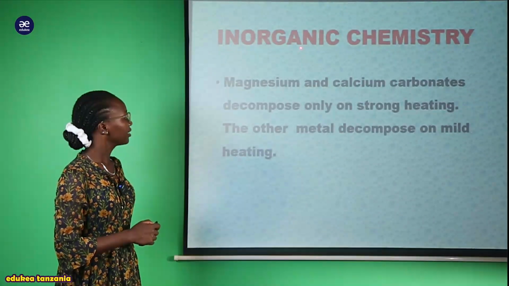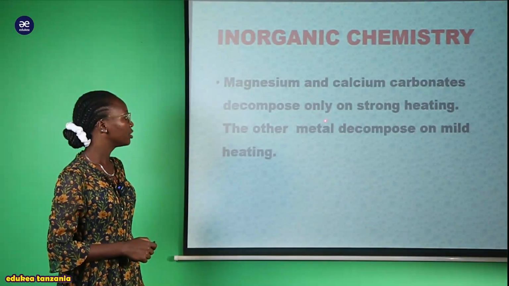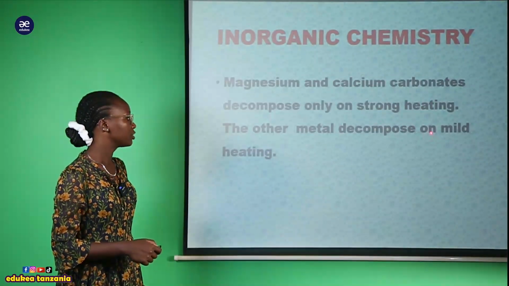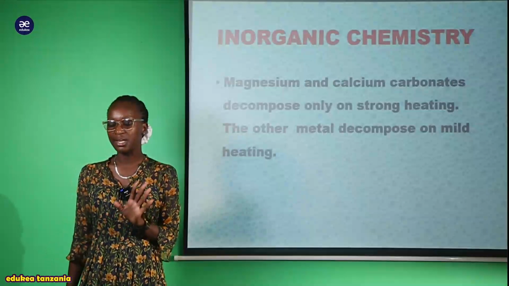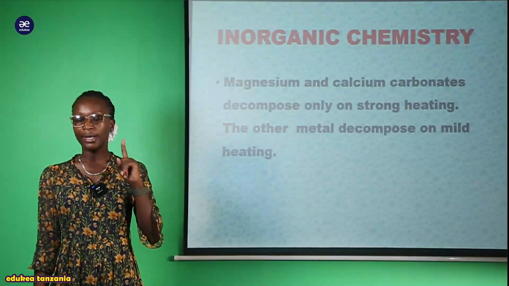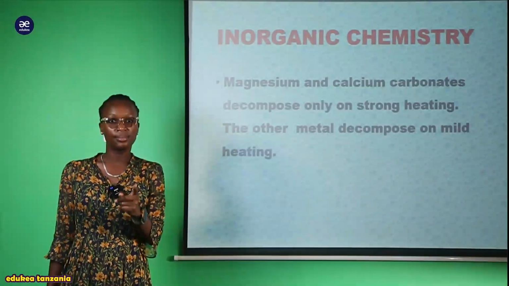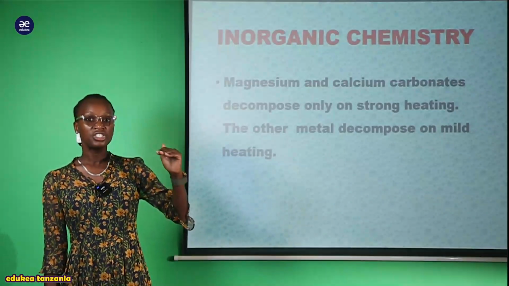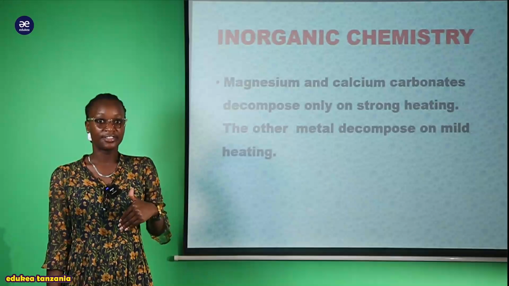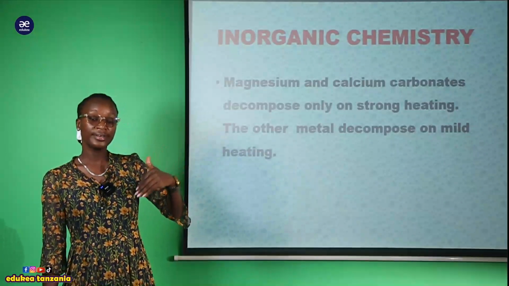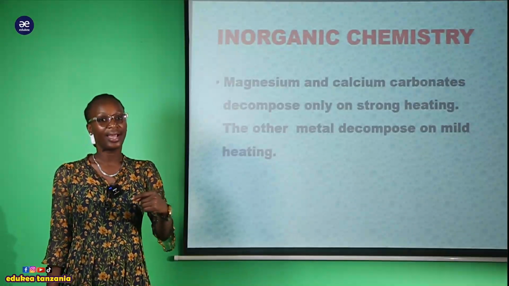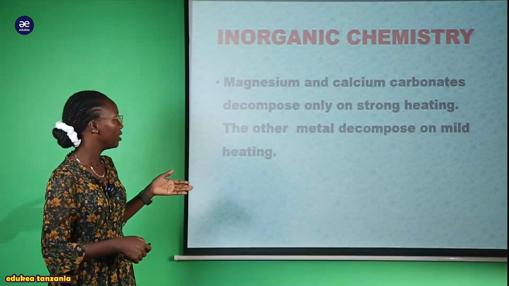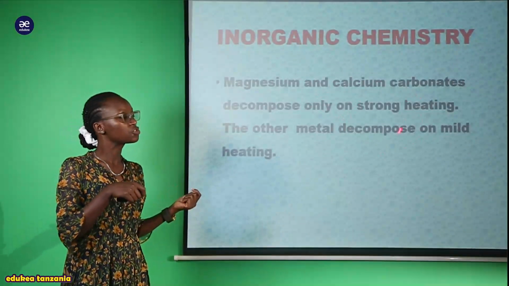Okay, anasema kwamba magnesium and calcium carbonate decompose only on strong heating. The other metal decompose on mild heating. So you can see the difference. Sasa on your mind you can remember that magnesium and calcium zote zipo kwenye group number 2 element. Lakini magnesium na calcium yupo chini kwenye reactivity series. Kwamba as you go down ndipo namkuta nani? Yule calcium. Sasa utakuja kuona kwamba anasema magnesium and calcium carbonate this decompose only on strong heating.